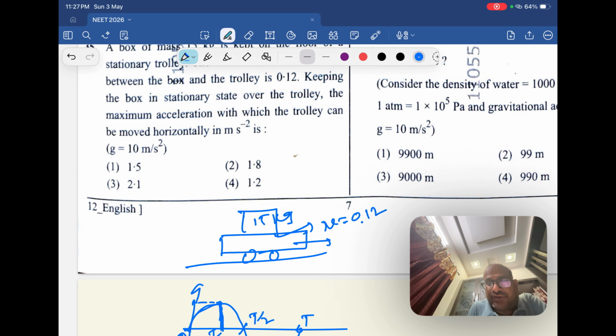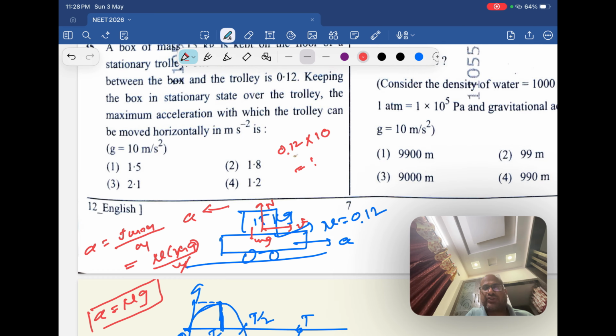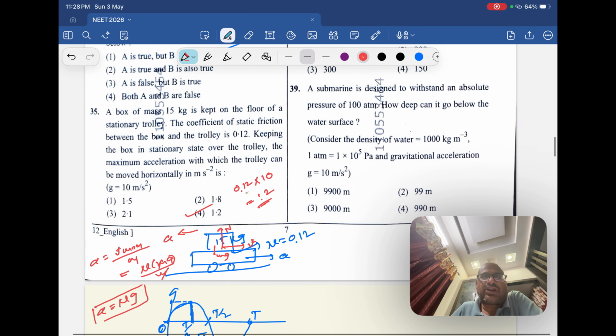When you are moving horizontally with this acceleration a, the box has a tendency of skidding in which direction? Backward direction. Then friction on it will be forward. So whatever maximum acceleration you get is because of the frictional force, divided by mass. Friction is mu into N, and N is equal to its own weight, mg. So mu mg by m. What will you get, students? Maximum acceleration is mu into g. Just multiply: mu is 0.12, g is 10, so 0.12 into 10 is equal to 1.2. Like this you can answer this question based on laws of motion and friction.